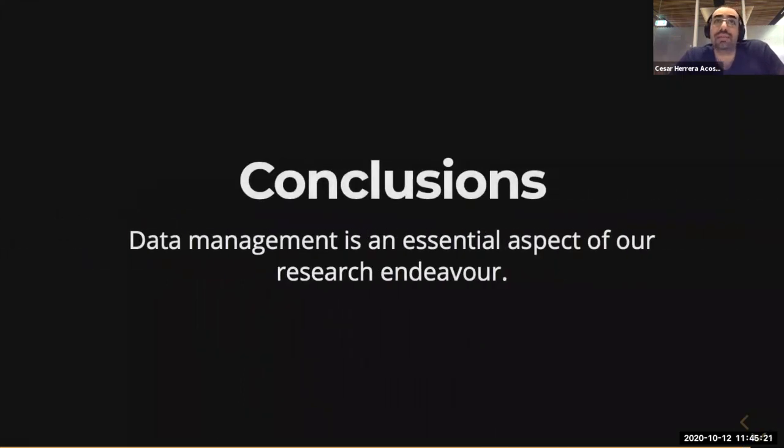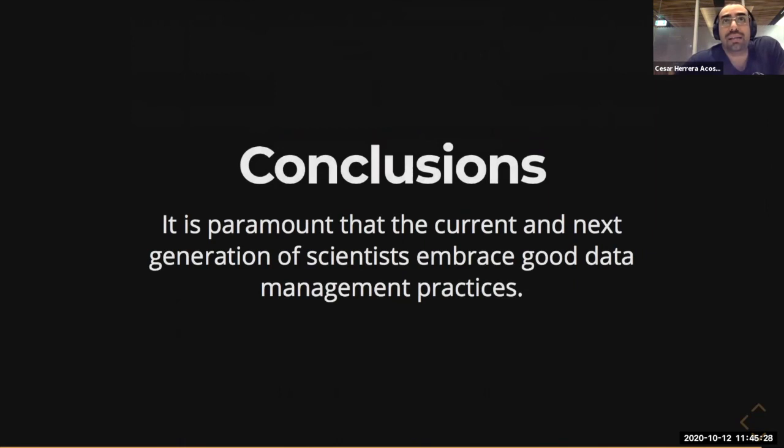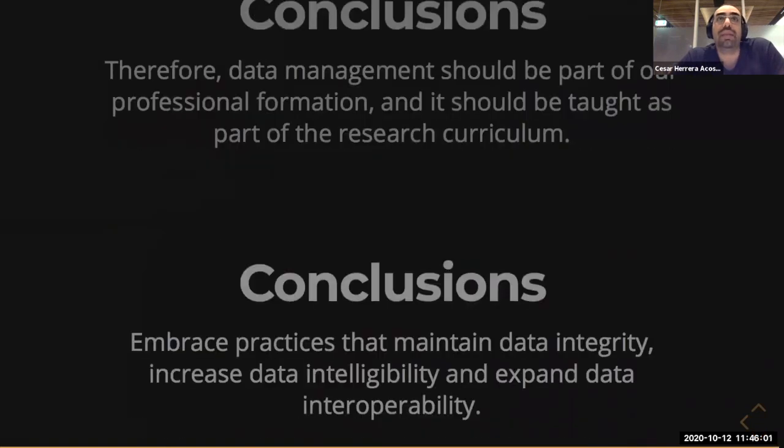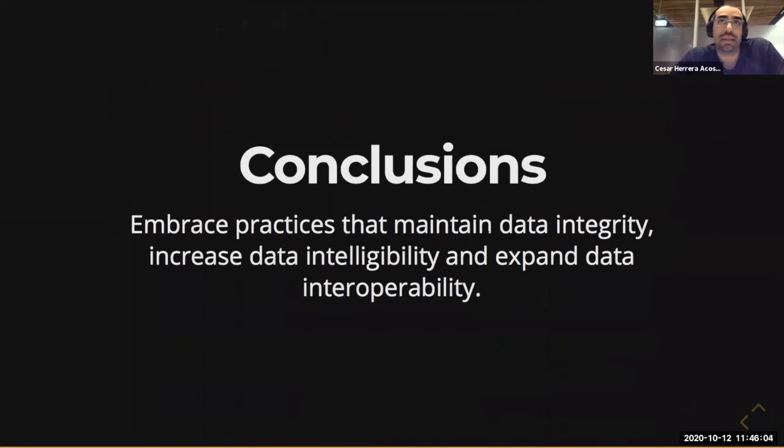So in conclusion, I think data management is an essential aspect of our research endeavor. I think it's paramount that us, the current generation, and the next generation of scientists embrace good data management practices. This is important because sometimes people who are already established or a little bit older are more resistant to embracing these practices. I think data management should be part of our professional formation, and it should be taught as part of the research curriculum. Again, we should celebrate people who do good data management. We should embrace practices that maintain data integrity. So the three I's: data integrity, increased data intelligibility, and expanded data interoperability.